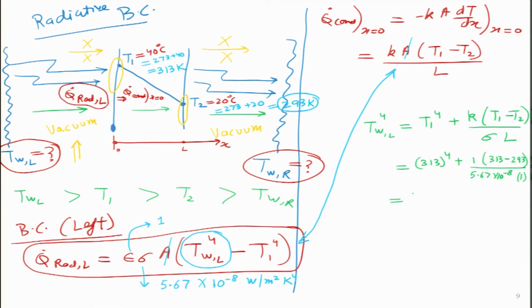I have already done the calculation before, so I will just write this expression over here. The first term turns out to be 96 into 10 power 8. The second term turns out to be 3.5 into 10 power 8. We add them together, so we get something like 99.5 into 10 power 8, and this is my T W L to the power 4. So, we take square root 2 times in order to get the temperature. What we get is 316 Kelvin, and I convert it back into degree centigrade.